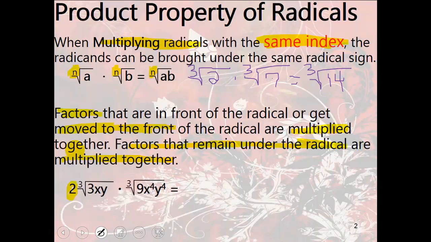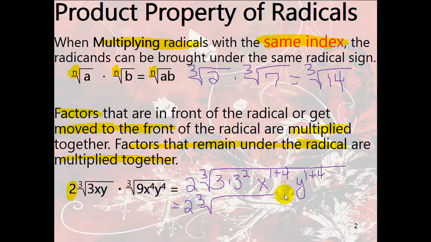I'm going to move everything under the single cube root, and so I get 3, and now I'm going to move my 9 there, and I'm going to write it as 3 squared, and then I have an x here and an x to the 4th there, so x to the 1 plus 4, just like our rules of exponents, y to the 1 plus 4, so I have 2, and then I have the cubed root of, now I'm going to combine 3 cubed x to the 5th, y to the 5th.